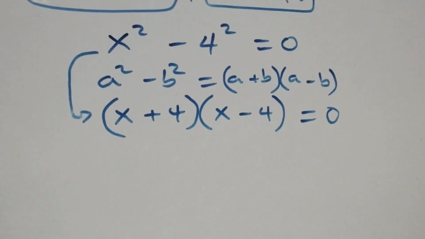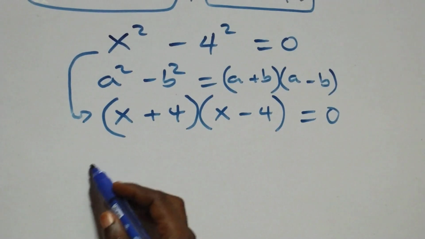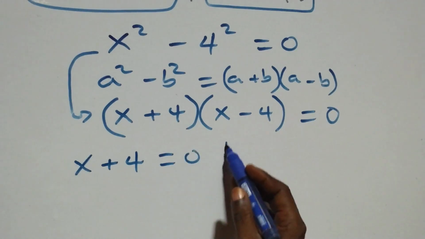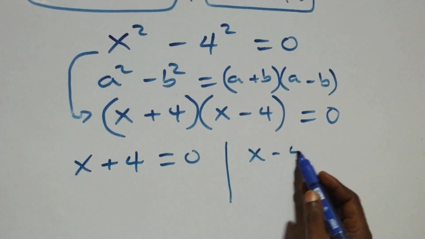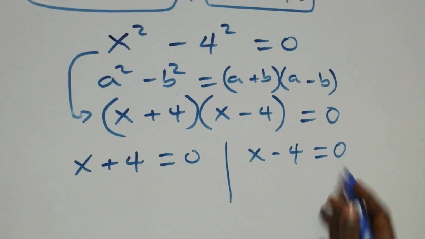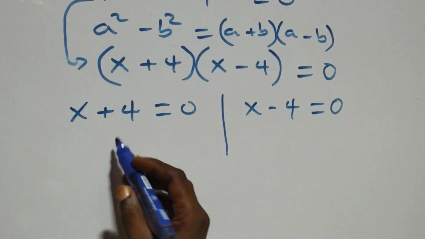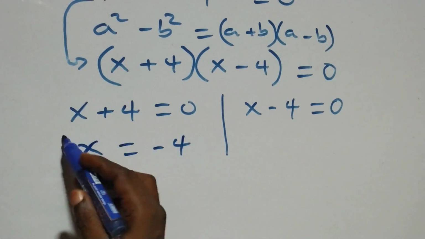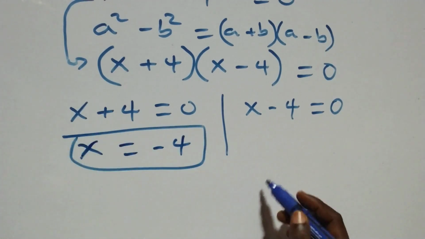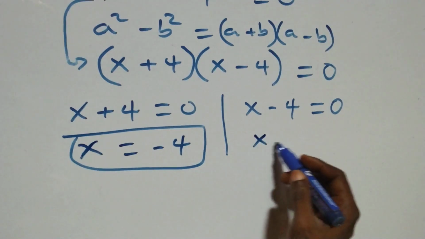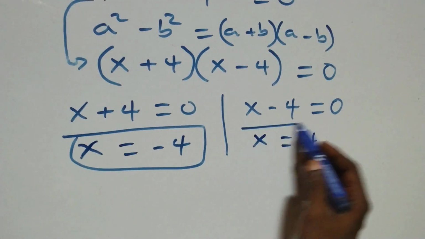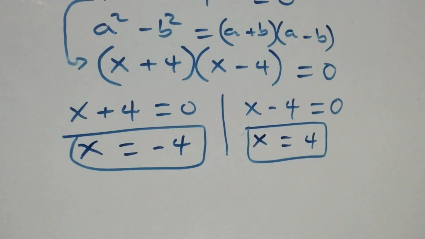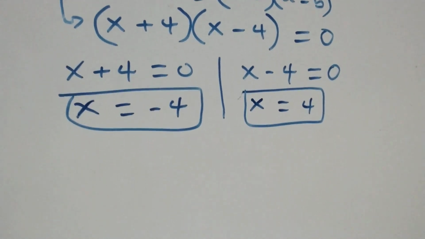That is, also we have two possible cases, x plus 4 equals to 0, or we have x minus 4 equals to 0. Then solving here, we have x equals to minus 4, which is a real solution here. And here as well, we have x equals to 4, which is also a real solution here. Then we also have two real solutions. Altogether, we have 4 solutions here.